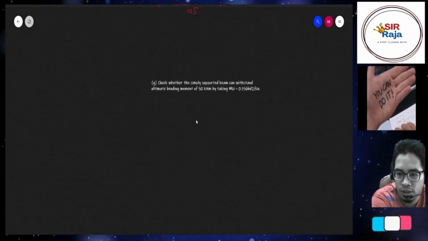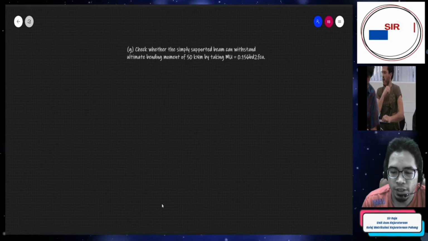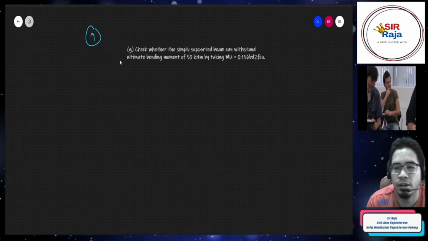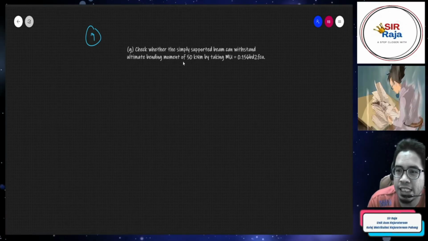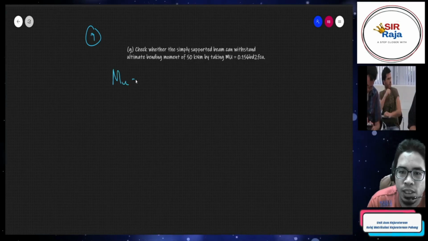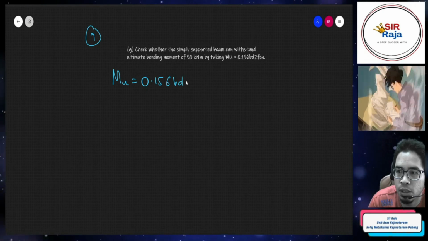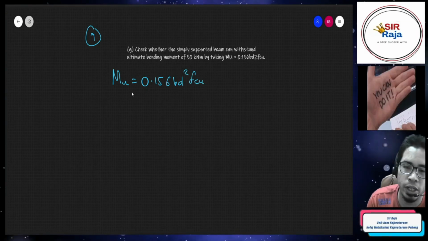Right, so let's check the last question. Finally, the last question, 7G. Check whether the beam can withstand the ultimate bending moment. So this MU is equal to 0.156 BD square FCU. Right, this MU is actually what?